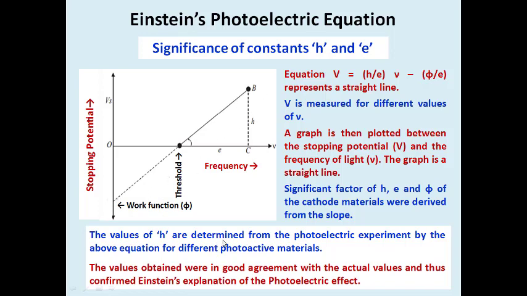The value of h determined from the photoelectric experiment from the above equation matches well with the theoretical one. The values obtained were in good agreement with the actual values and thus confirmed Einstein's explanation of the photoelectric effect. By using the photoelectric effect and its predictions, the value of h was analyzed. Because of the good agreement, the values derived from the photoelectric effect match the values given by Planck's constant. So we say that the photoelectric equation is accepted as Einstein's.